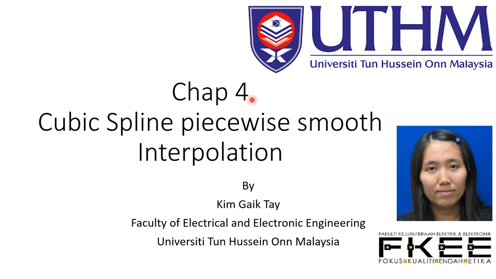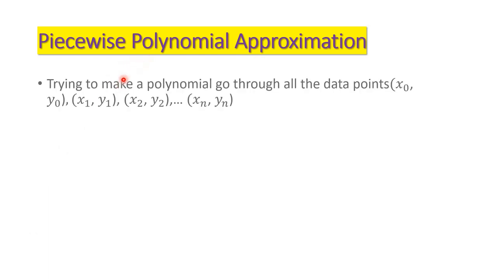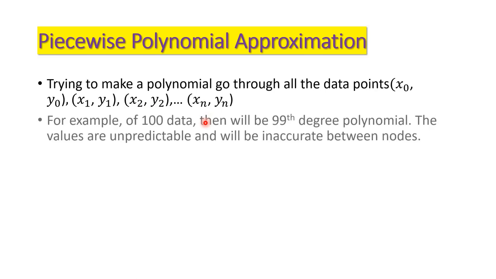Okay, today we are going to continue Chapter 4, Interpolation, using Cubic Spline Piecewise Smooth Interpolations. Why piecewise polynomial approximation? Because when we're trying to make a polynomial go through all the data points, x0, y0, x1, y1, x2, y2, up to xn, yn.